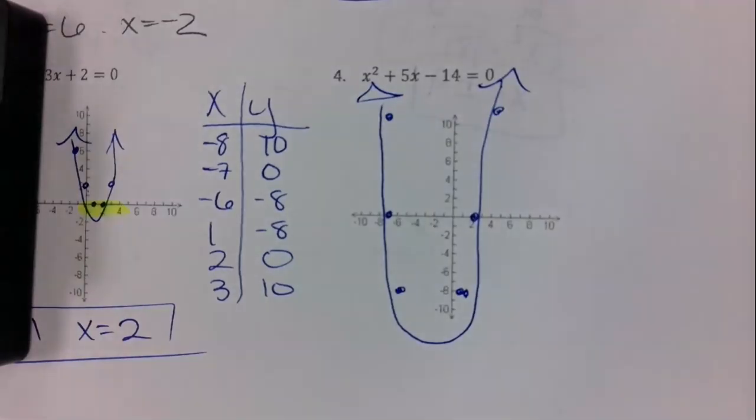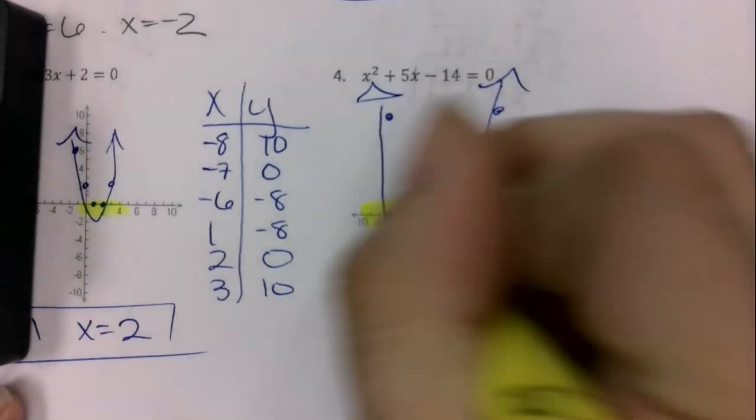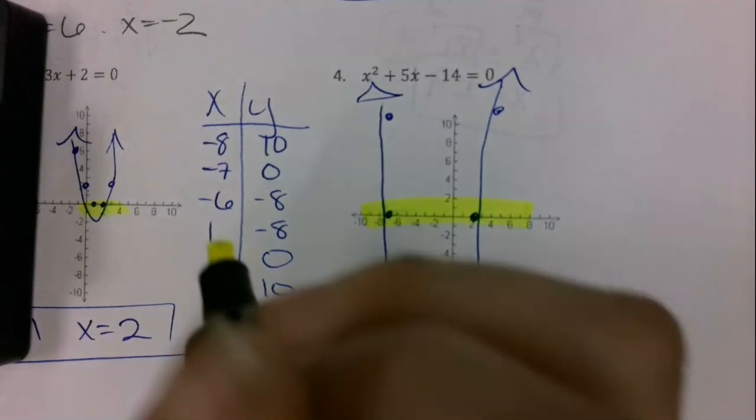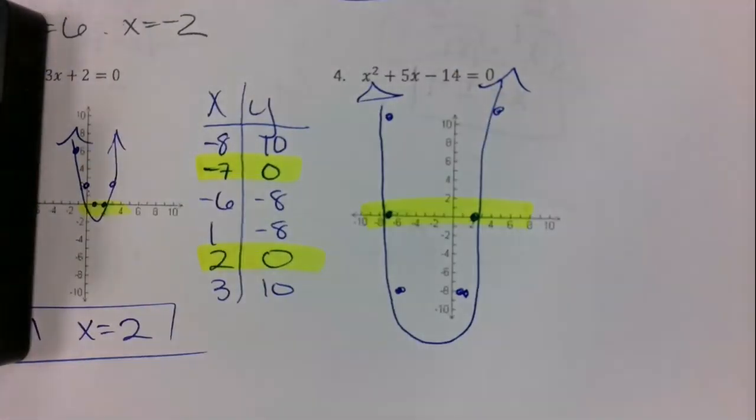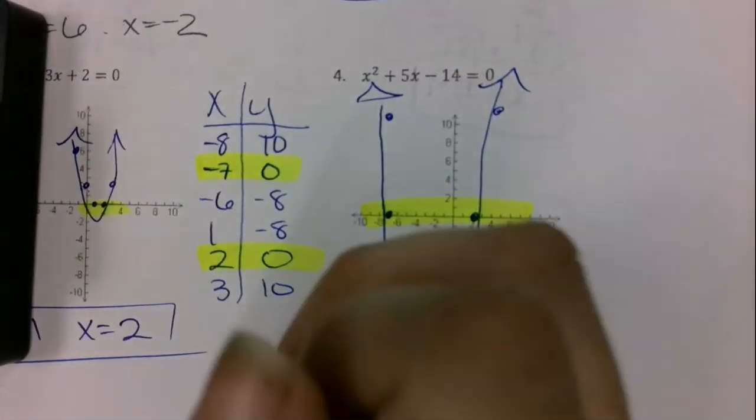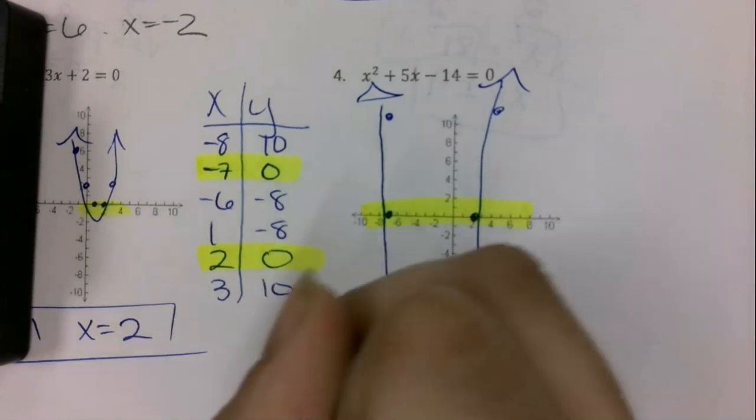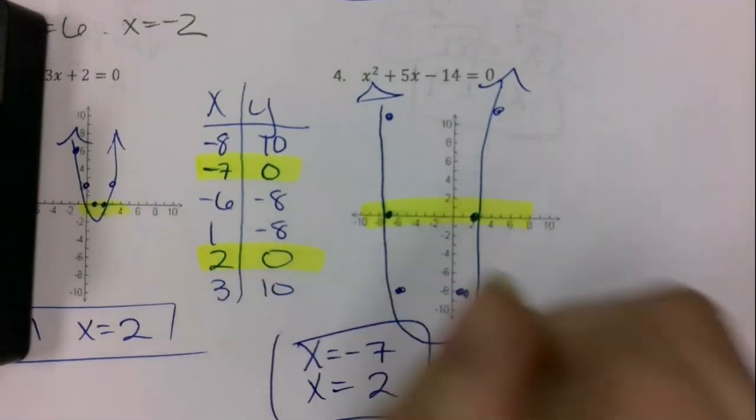What I'm most concerned with here is where it's crossing the x-axis. So these 2 points right there, which are the ones with the zeros. So my answers here are x equals negative 7 and x equals 2.